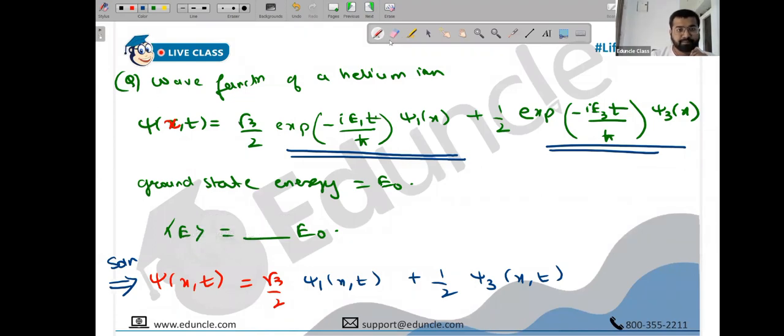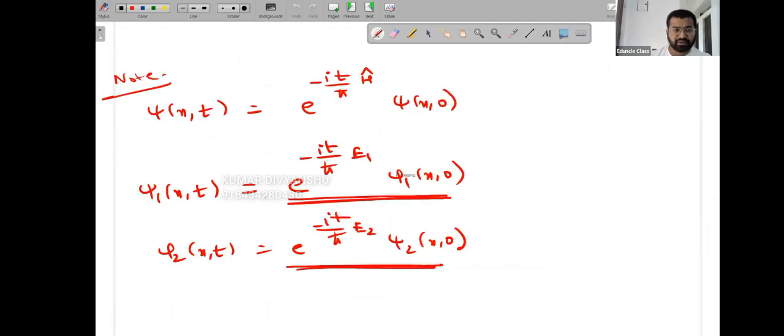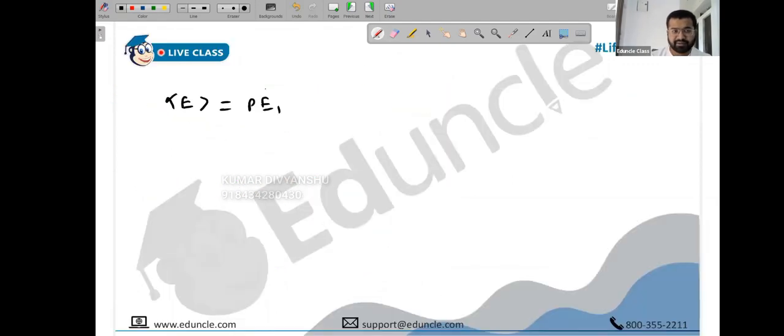Yes, sir. Sure. So now that we have got this, we know how to calculate average energy. Average energy would be simply probability of E1 into energy of E1 plus probability of E3 into energy of E3. There are only two energies, huh? Okay. But we need individual probabilities.